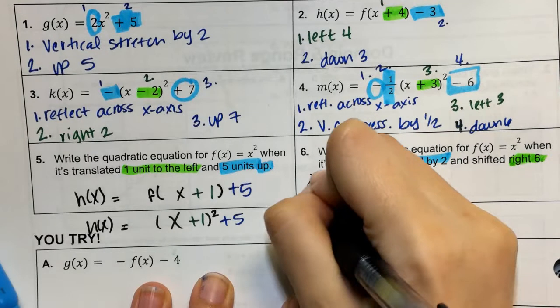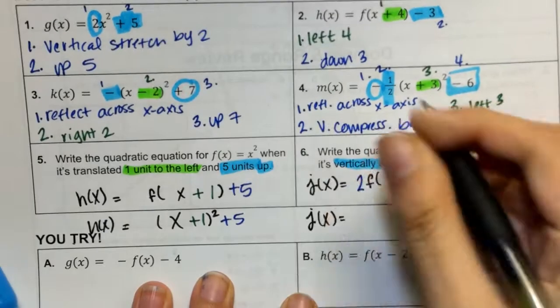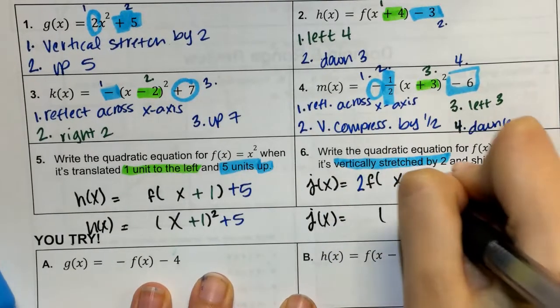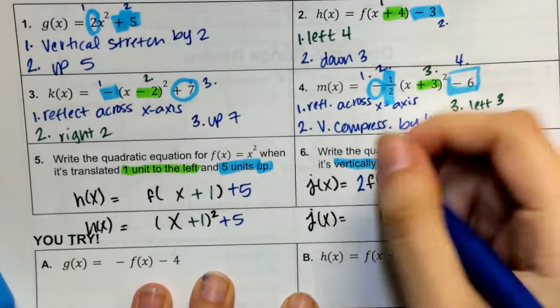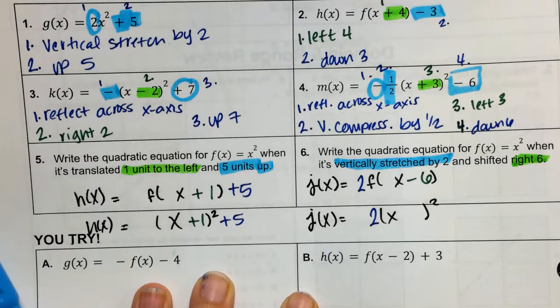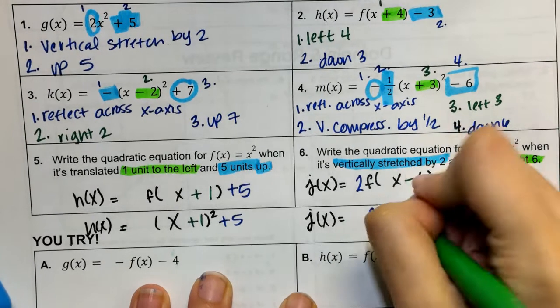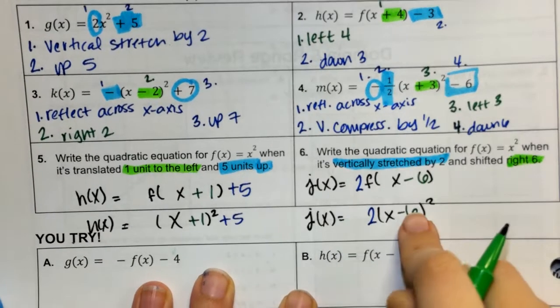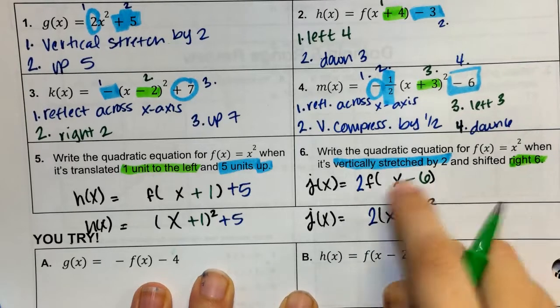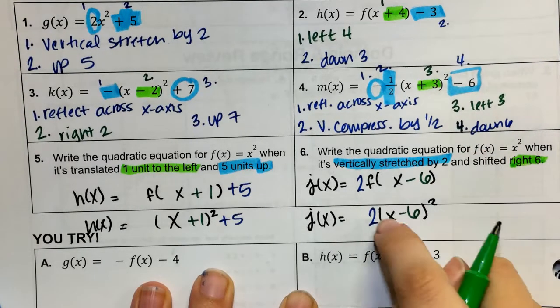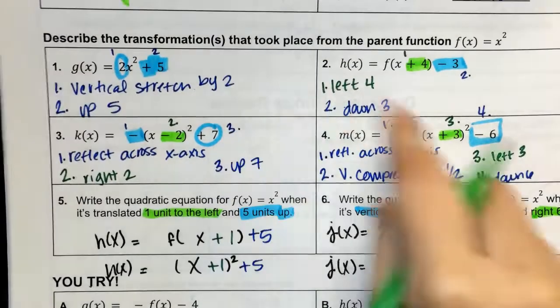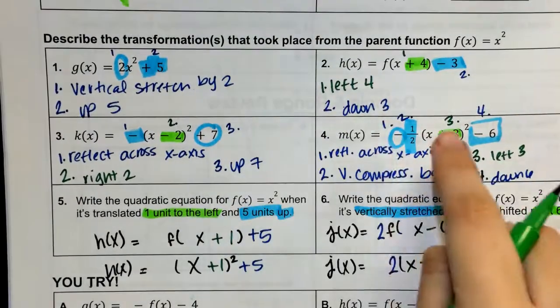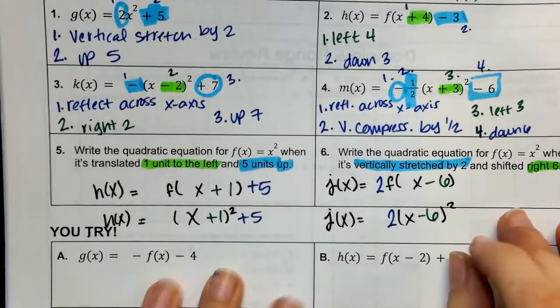You could have also written it as same thing, except instead of f of x, just use x squared. So 2 times x minus 6 squared. Notice these are exactly the same. The difference is this is function notation where you have f of x this side, or quadratic notation where it has the x squared. So notice we can interchange between them. These two are function notation, these two are quadratic notation. Either way works.